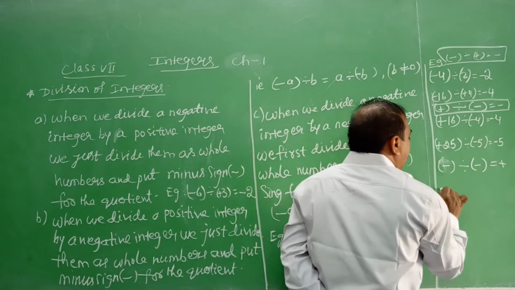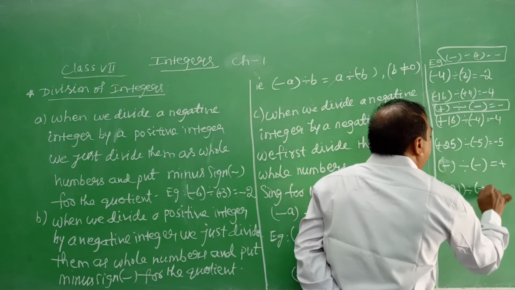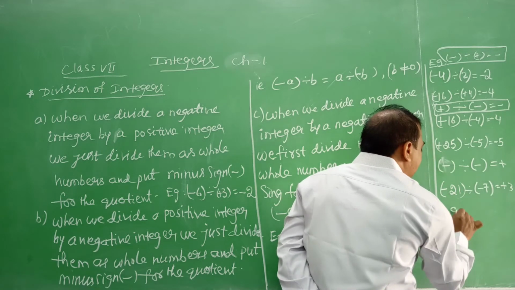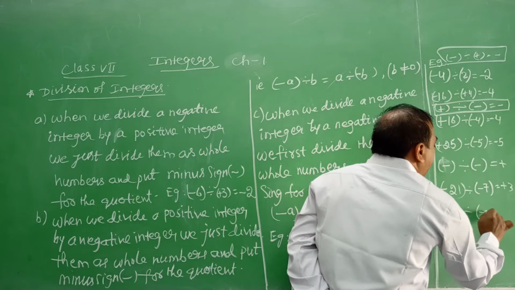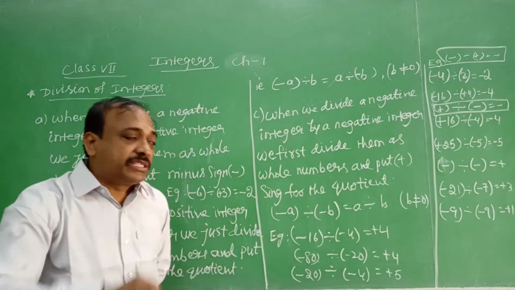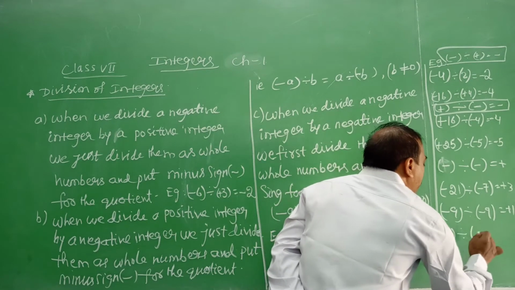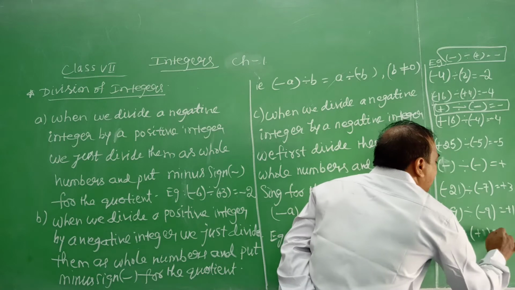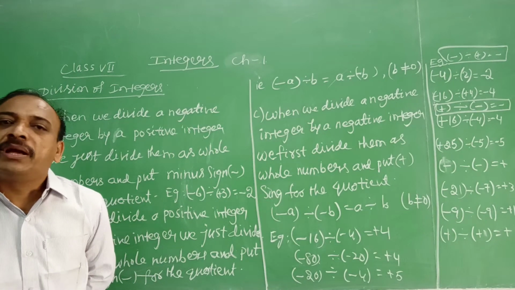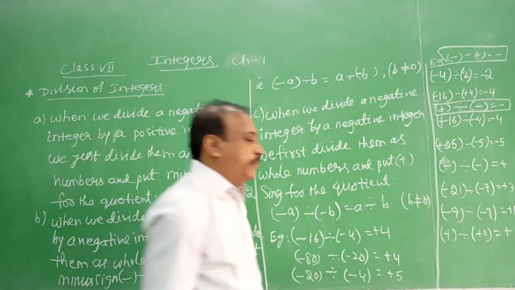Some more examples. Minus 21 divided by minus 7 is equal to plus 3. Minus 9 divided by minus 9 is equal to plus 1. Now two positive integers: plus divided by plus, what will we get? It is a plus sign. When we divide two positive integers, we get the quotient as positive.